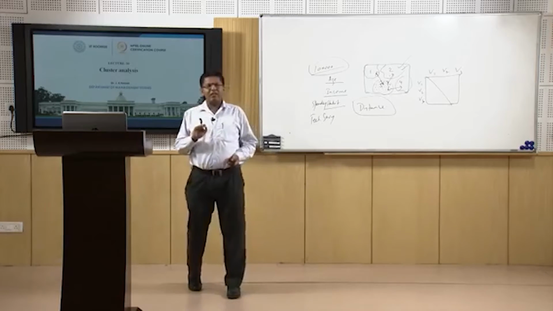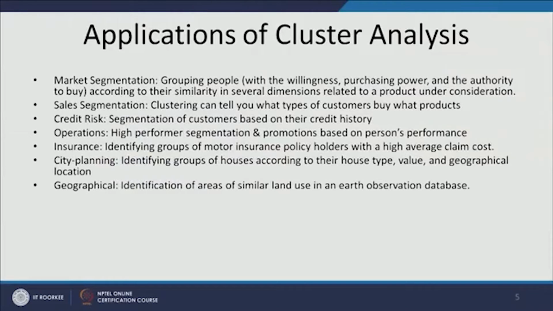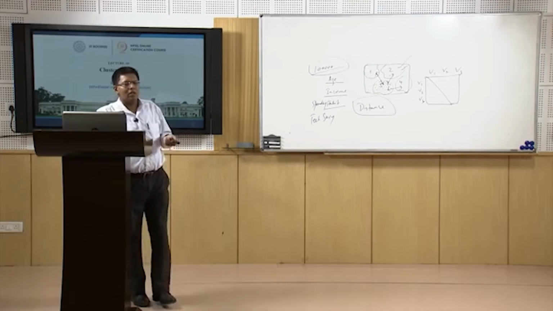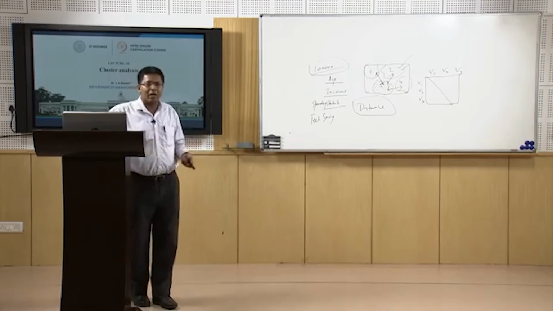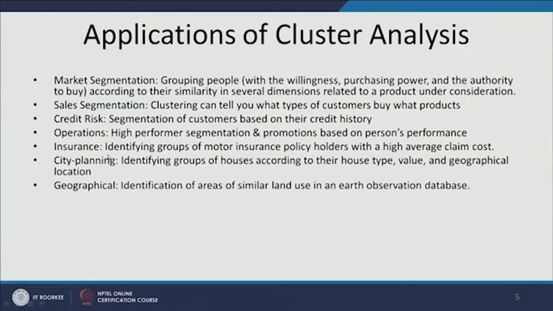Understanding these things is very important. Some more applications I can show you. Market segmentation, grouping people, right. So, grouping people according to the similarity in several dimensions, with the willingness, purchasing power, the authority to buy. Sales segmentation can tell you what type of customers buy what products. So, customer A would buy what kind of product, that is how cluster analysis helps the marketer, right. Many more examples: city planning, insurance, right, geographical examples.